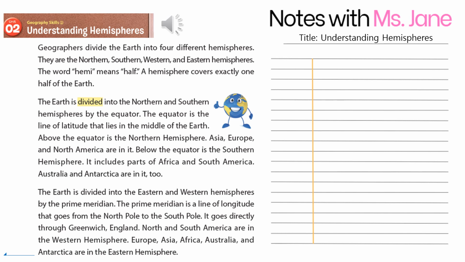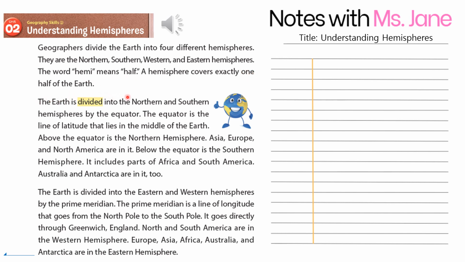So let's first read together. I'd like everybody to please read with me. Okay? So first paragraph. Geographers divide the Earth into 4 different hemispheres. They are northern, southern, western, and eastern hemispheres. The word hemi means half. A hemisphere covers exactly 1/2 of the Earth.